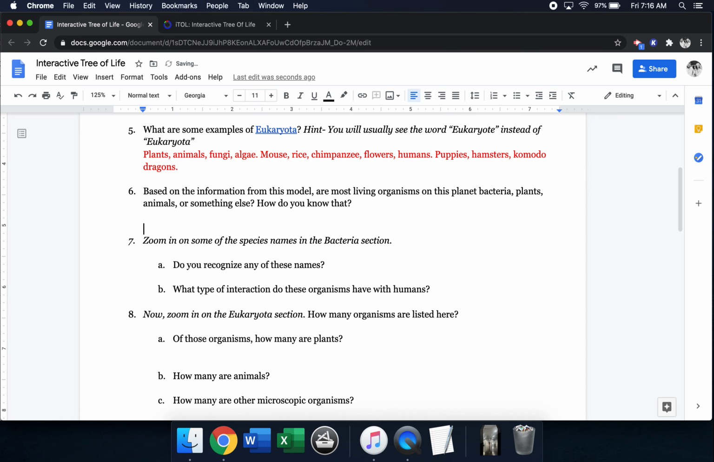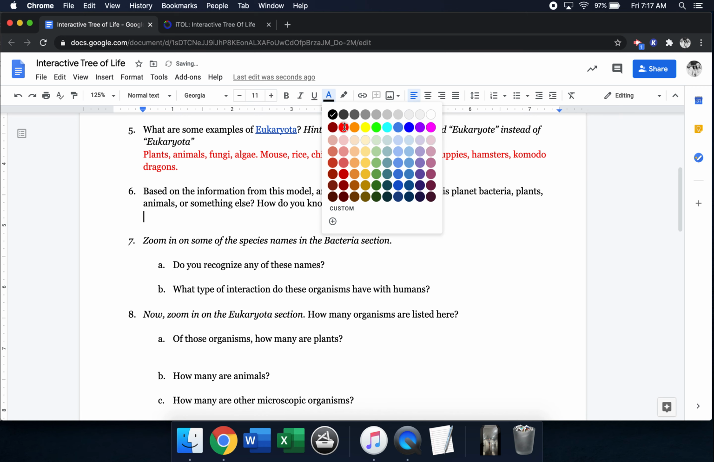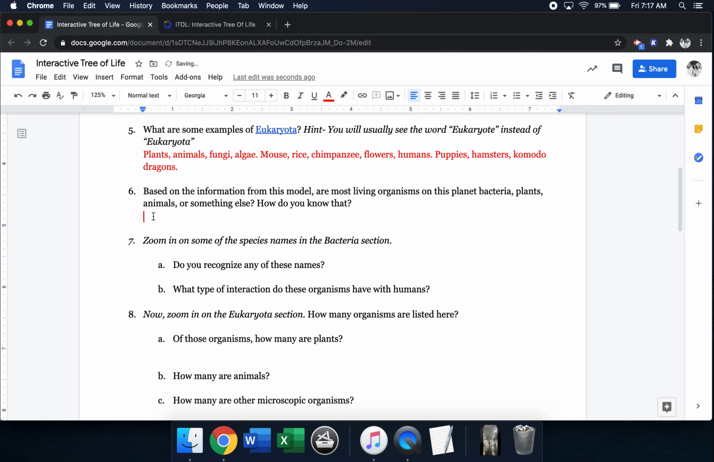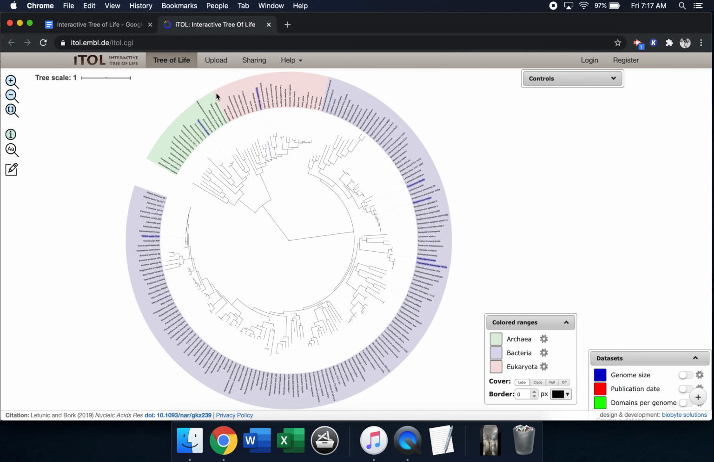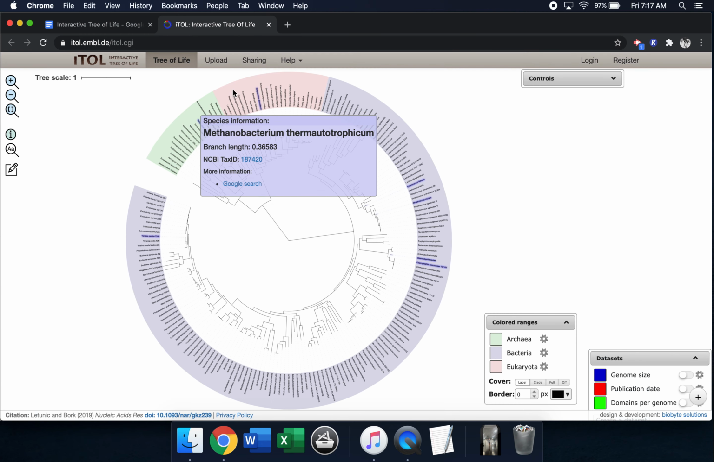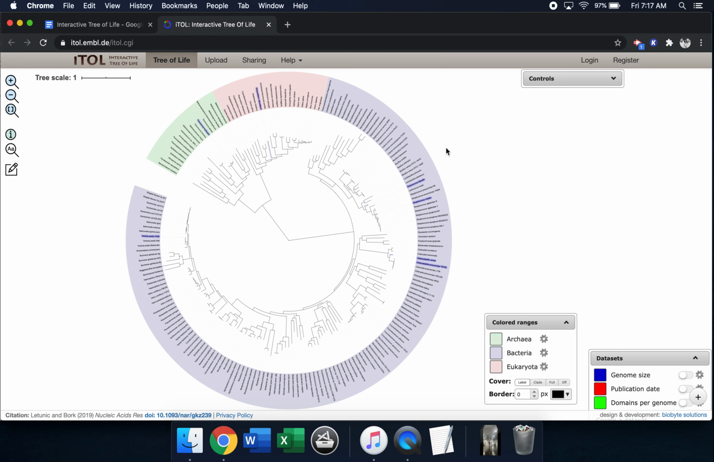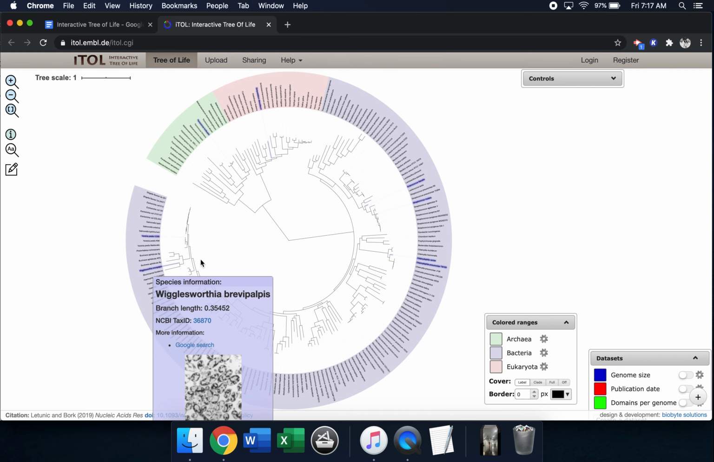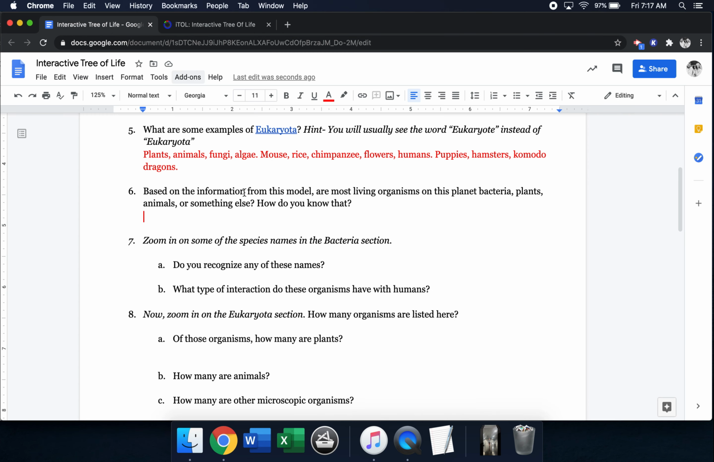Okay, so based on the information from this model, make my red so you can see my answer, are most living organisms on this planet bacteria, plants, animals, or something else? So we just learned that plants and animals are in the same kind of zone in our model. So let's go back and look. It looks like a majority of this circle is not green or red, so it's not archaea or eukaryota, but it's bacteria. So according to this model, most living organisms on this planet are bacteria.